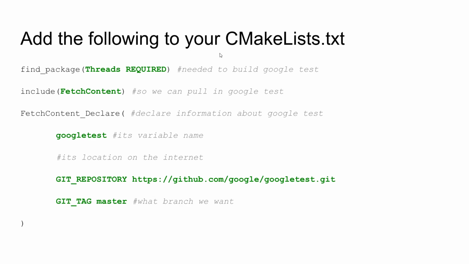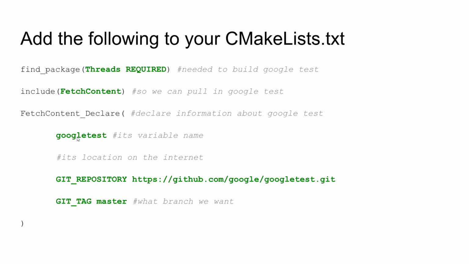So the first thing that we say is that we need to find the threads package, because Google Test relies on threads, so we go and find that. Then we include the FetchContent module. This is a module that's used to pull things from the internet, which is what we're going to use to grab Google Test.